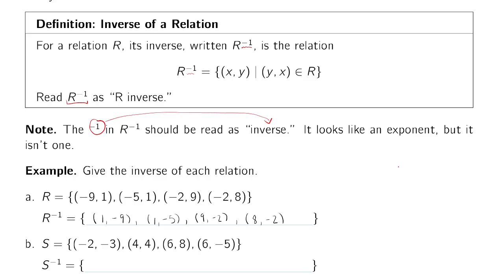So just to see one more example, S, we have -2, -3. That reverses to -3, -2. We have 4, 4. Oh, there the order doesn't matter. We have 6, 8. That reverses to 8, 6. We have 6, -5. That reverses to -5, 6.